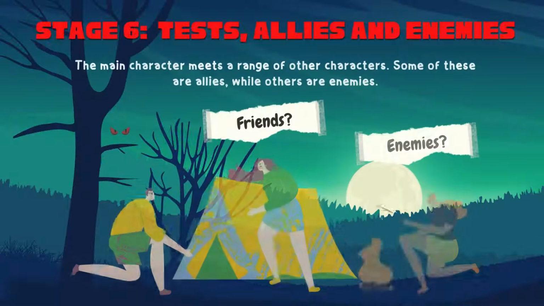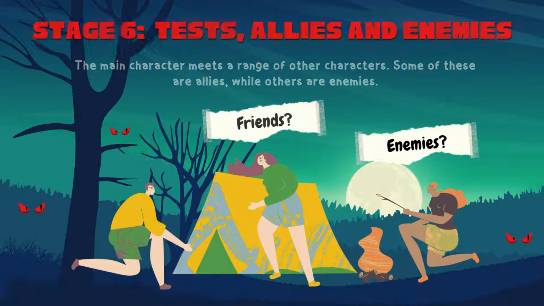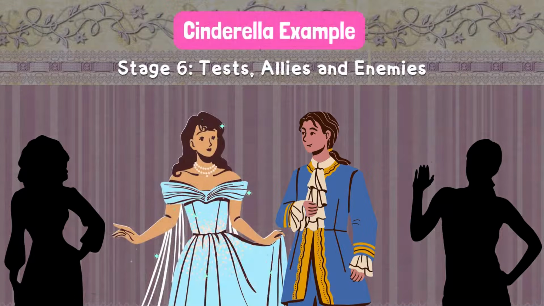Stage 6 is called tests, allies, and enemies. Here, the main character meets a range of other characters. Some of these characters are allies of the hero, people who will help them, while others may be enemies, characters that try to stop the hero from continuing in their journey. During this stage, the hero will be tested several times to determine if they have the strength and courage to carry on in their journey. In the example of Cinderella, Cinderella meets the prince at the royal ball. She also notices her stepmother and stepsisters with jealous looks on their faces. Regardless, Cinderella dances with the prince all night long.